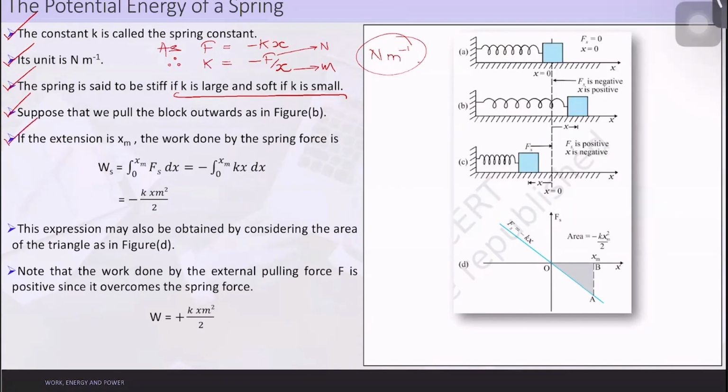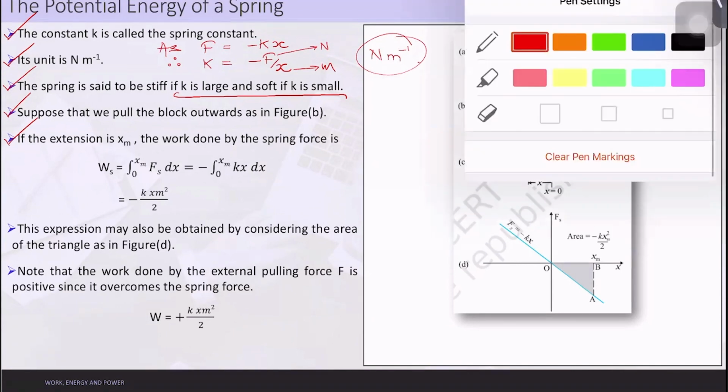Correct. If I'm saying that this has moved from its original position, I will denote the extension as xm. Then what is the work done by the spring? Let us calculate it. Work done by the spring is basically F dot dx. This concept was proved to you when we were understanding the subtopic, the work done by a variable force.